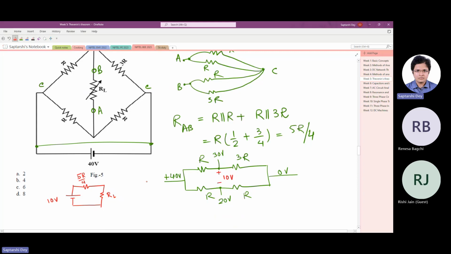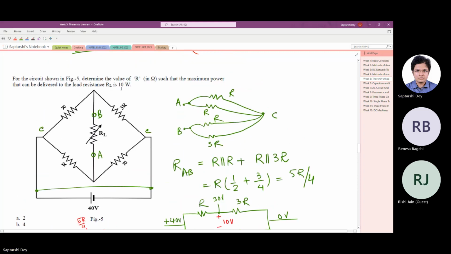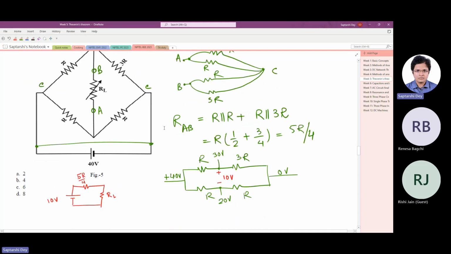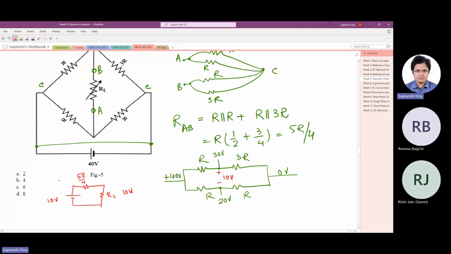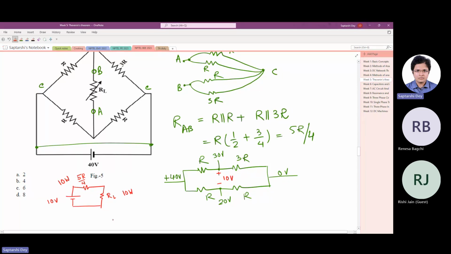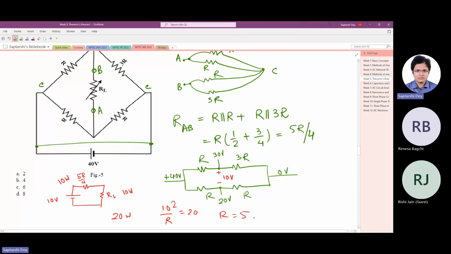So they are saying the maximum power. They did not talk about anything else. So you know one thing that when the maximum power is being transferred, the load and the source resistance are the same. So if there is a 10 watt loss in the load resistance, there has to be 10 watt loss in the source resistance also. So there is a total loss of 20 watt. So V squared by R total is 20. So clearly R is 5 ohm. This is the total R.